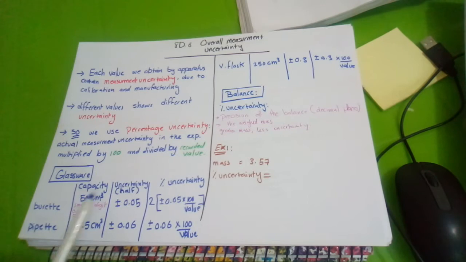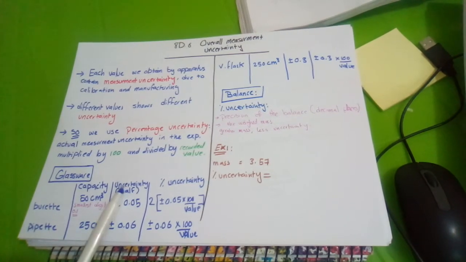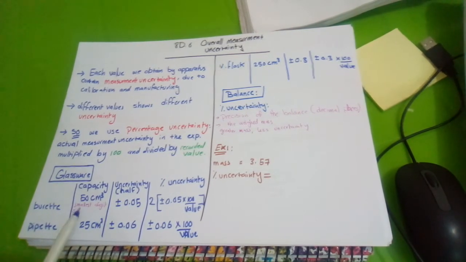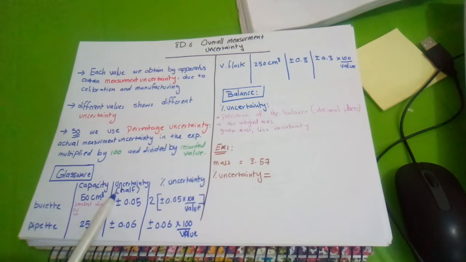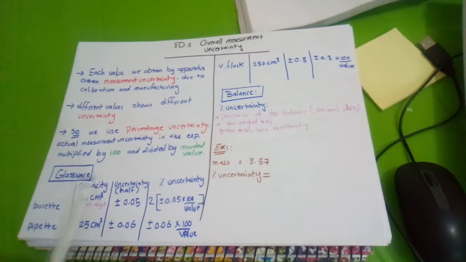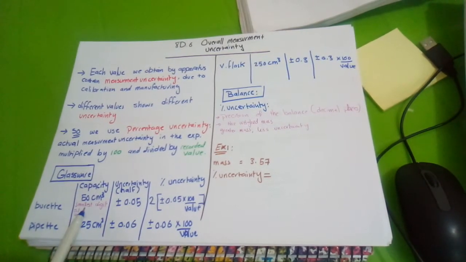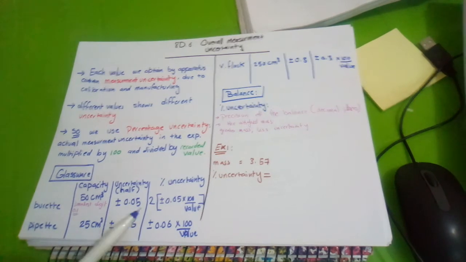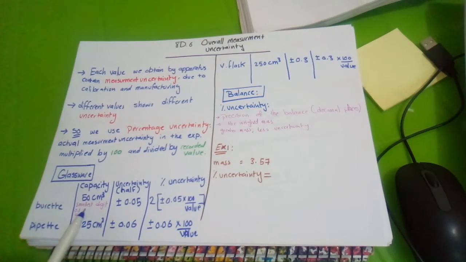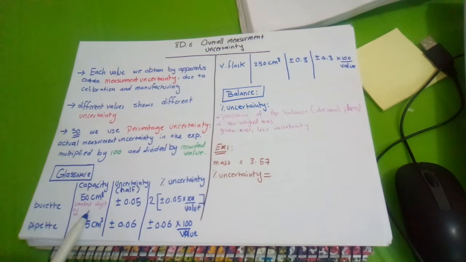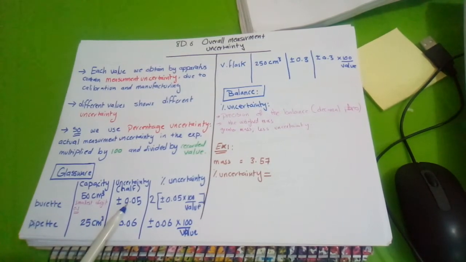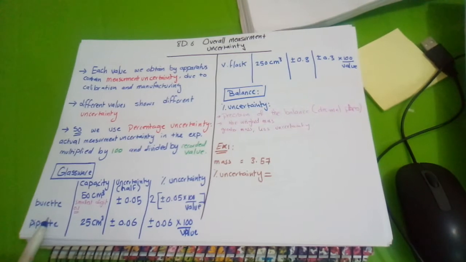In order to calculate the uncertainty for a reading from the burette, I will take this smallest digit and take half of it. So half of 0.1 is 0.05. So all the time, to calculate the measurement uncertainty for any burette or any tool, you look at the smallest digit you can read, and you divide it by 2. Then you obtain your uncertainty.